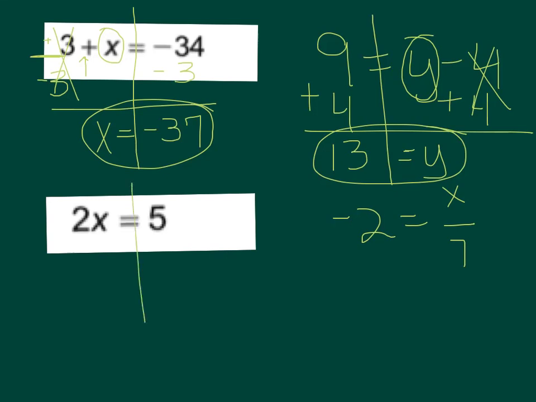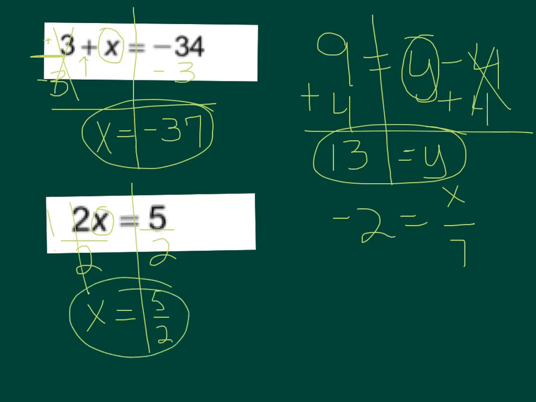All right, next one. We've got to isolate the x. That means we've got to get rid of the 2 that's on the same side. And the 2 is being multiplied to the x, so the opposite of multiplication is division. So I'm going to divide by 2. What you do to one side, you have to do to the other. Those cancel to 1s. And x equals 5 over 2. 2 won't go into 5 evenly, so we're going to go ahead and leave that as a fraction.